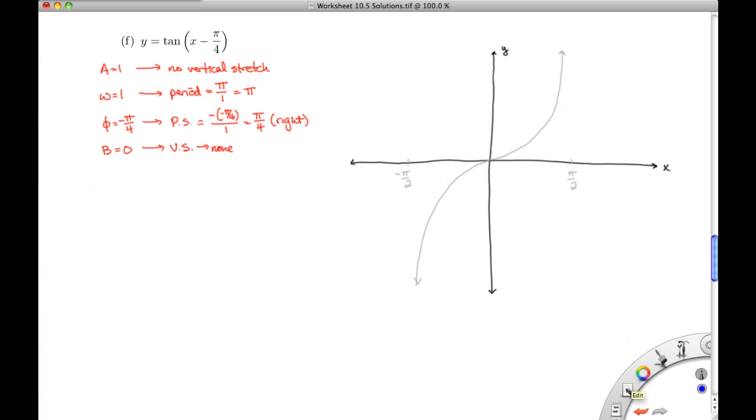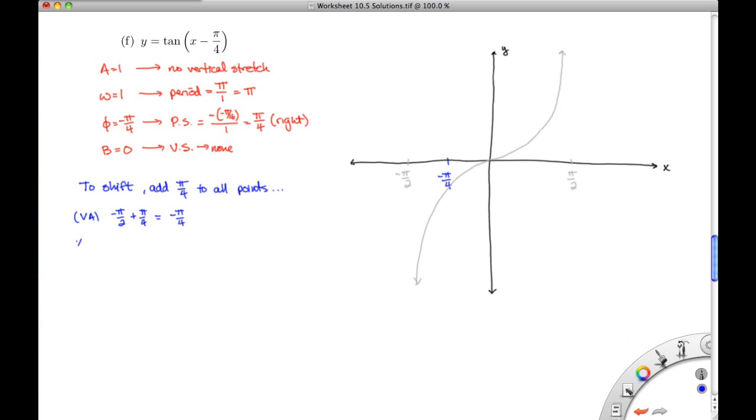So to shift, what we're going to do is add pi over 4 to all points. But specifically for us, we're just going to use the key points. The first one is our vertical asymptote, which is minus pi over 2. We're going to add pi over 4 to that, and that's going to give us minus pi over 4. So this vertical asymptote has been shifted over to minus pi over 4.